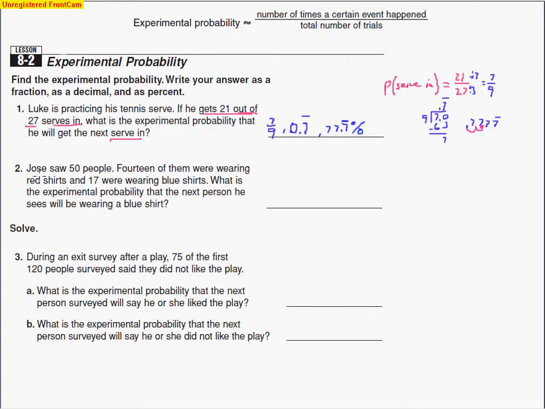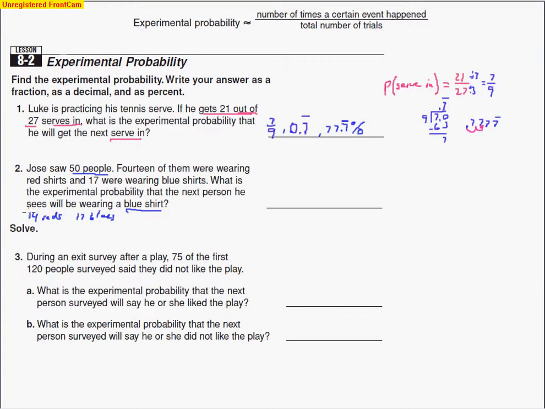Next problem is Jose saw 50 people. Okay, so he saw 50 people. That might be important. Let's read on. 14 of them were wearing red shirts. So we'll say 14 reds. That might be important. And 17 were wearing blues. So 17 blues. So let's continue. It says, what was the experimental probability for the next person he sees to be wearing a blue shirt?